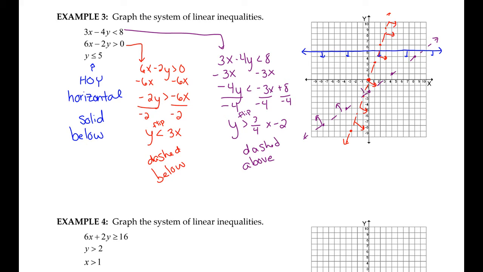So because I have 3 lines, I want to find the region that has all 3 arrows pointed in at that, and that's going to be your region in here. So this center region here between all 3 lines is what makes up my solution.